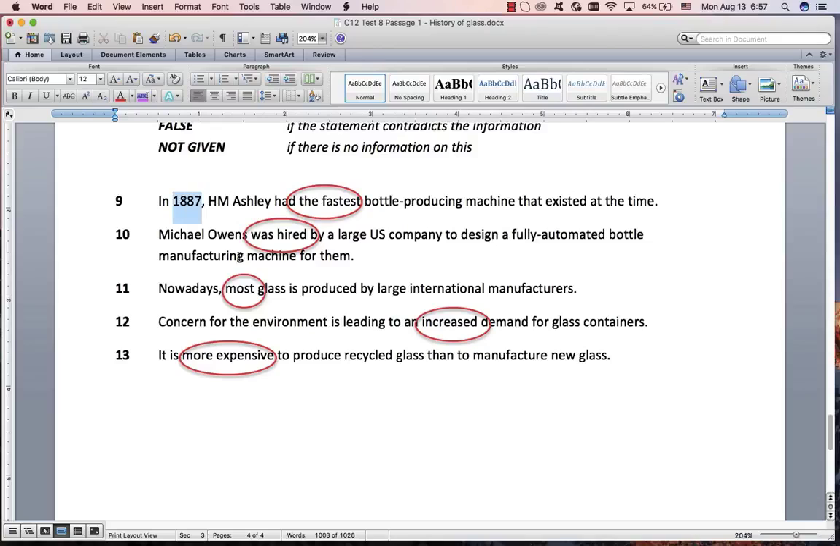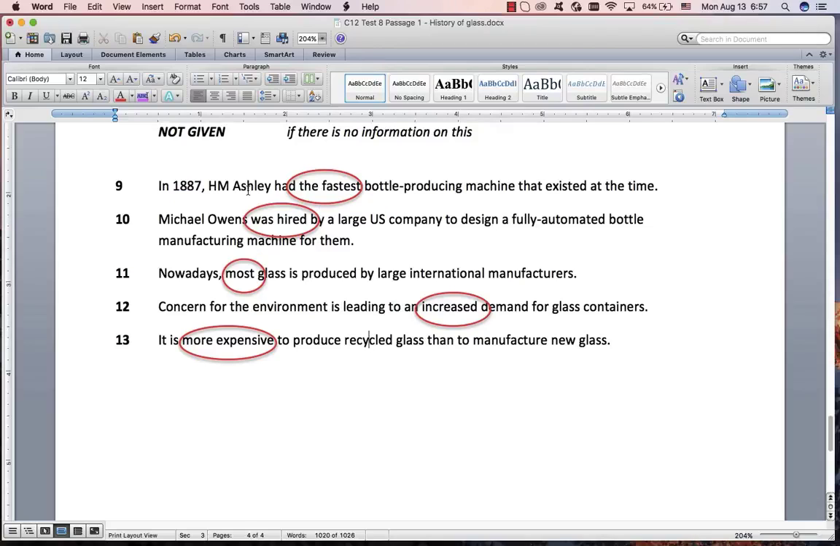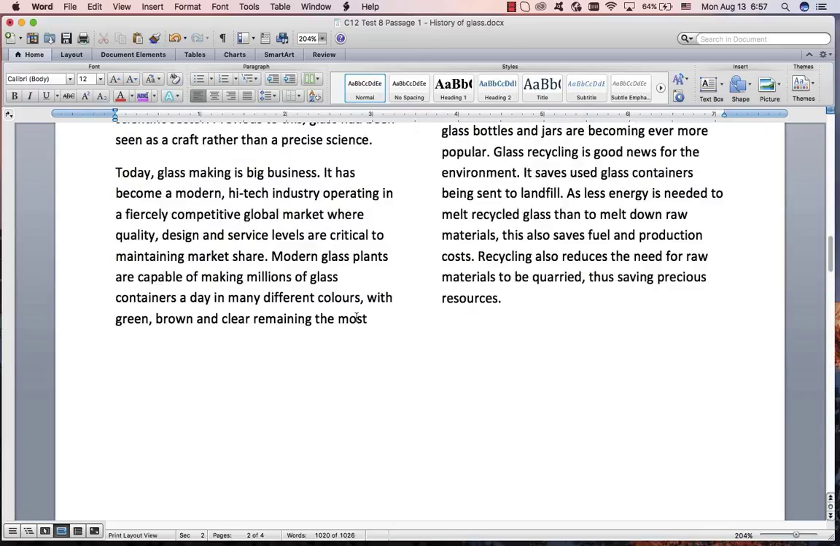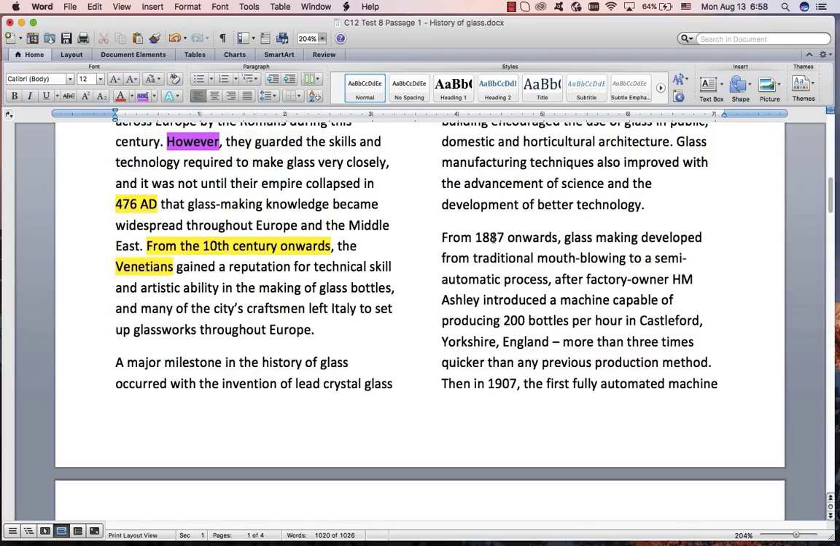Let's go to 1887. In 1887, this person had the fastest bottle producing machine that existed at the time. Was it the fastest or was it not the fastest, or we don't know? And the key phrase is, okay, there's 1887. We're looking at this one whole big sentence here. Can you see something about fastest? There it is, quick, fast, same thing. So it was more than 3 times faster than any previous production method. Very important word there, any. So it means it was the fastest.